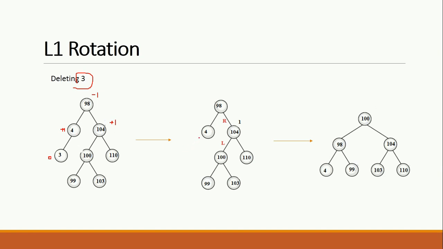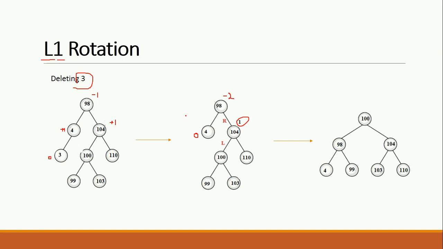Now after the deletion, see the balance factor changes. 0, it is 1, it is 3, -2. You're deleting in the left, so you have to find the balance factor of the right descendant. What is the balance factor? 1. Apply L1 rotation. L1 rotation has to be applied.